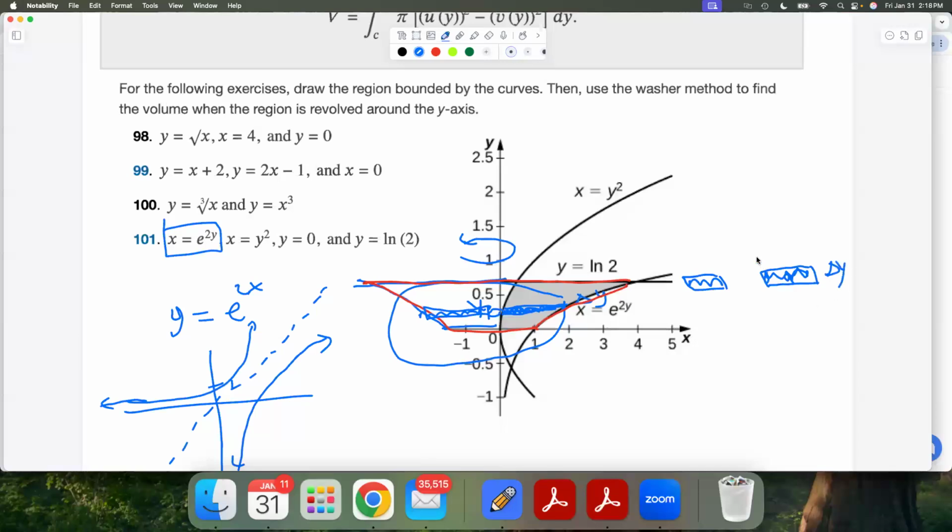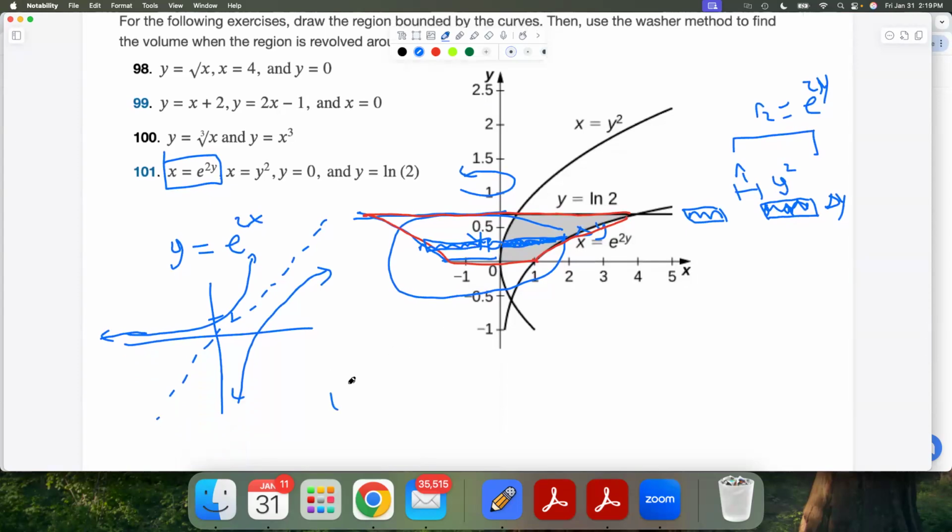Here's some delta Y. My inner radius and my outer radius are going to be what? Don't think top and bottom. You got to think outside and inside. My outer radius, everything needs to be in terms of y, will be this curve here, e to the 2y. My inner radius, the radius of the hole cut out in the middle, will be y squared.